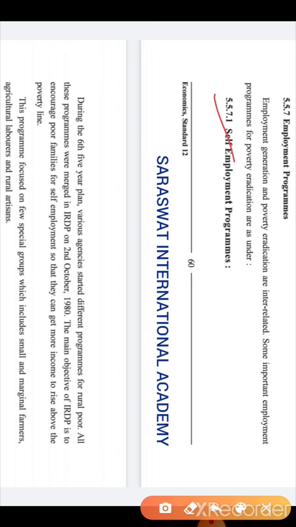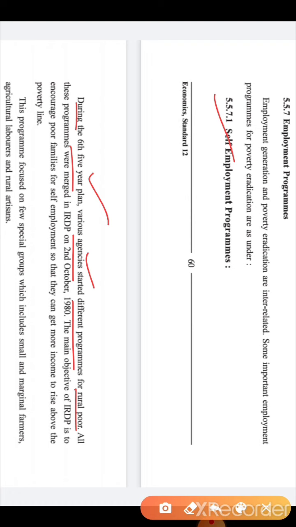Self-employment program. During the 6th 5-year plan, various agencies started different programs for the rural poor. In which 5-year plan? The 6th 5-year plan, the different agencies started different programs for the rural poor, the poor who are living in a village. All these programs were merged. Merge means all the different programs which were started were collected, joined in one program, that is IRDP. On which date? On 2nd October 1980.